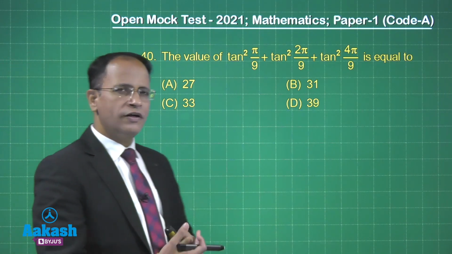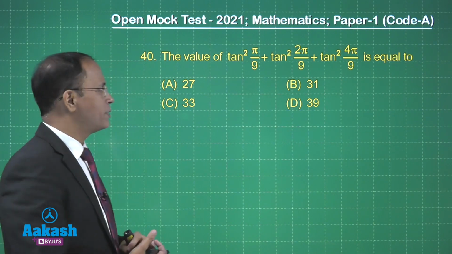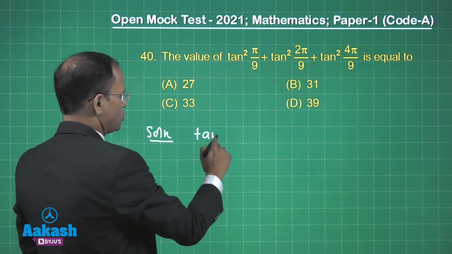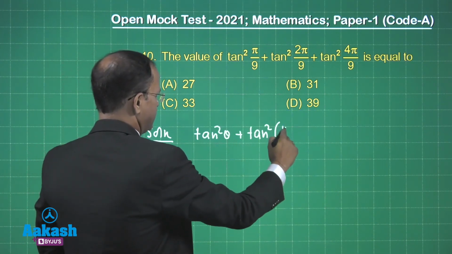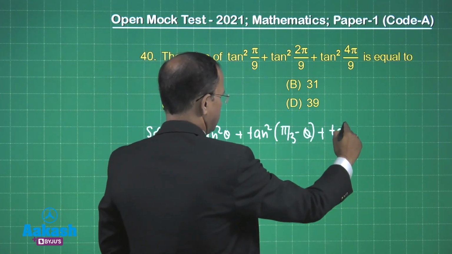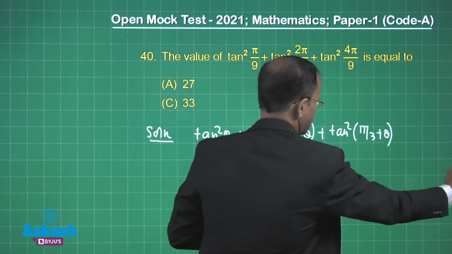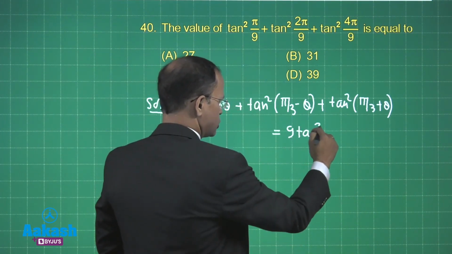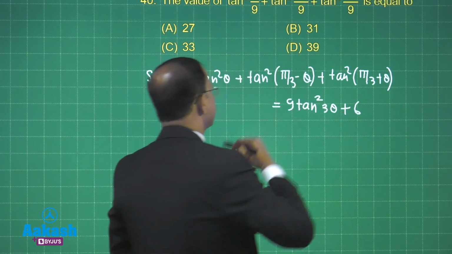Find the value of tan²(π/9) + tan²(2π/9) + tan²(4π/9). We have a formula for this: tan²θ · tan²(π/3 − θ) · tan²(π/3 + θ) is going to be equal to 9 tan²3θ + 6, right? This is what we have, plus 6.